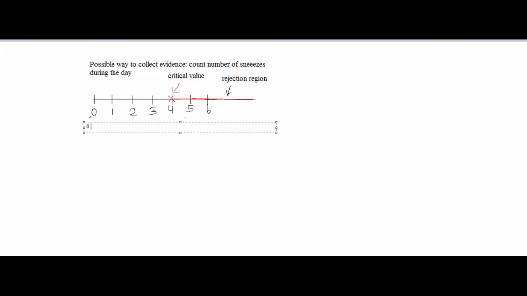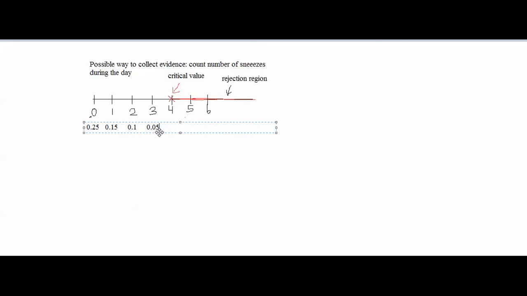This is 0.25. So let's say that on a day when the null hypothesis is true and I'm not sick, I have a 0.25 chance of sneezing 0 times. I have a 0.15 chance of sneezing 1 time. I have a 0.1 chance of sneezing 2 times. I have a 0.05 chance of sneezing 3 times. Notice how the outcomes are getting less and less likely to happen. The probabilities are getting lower.